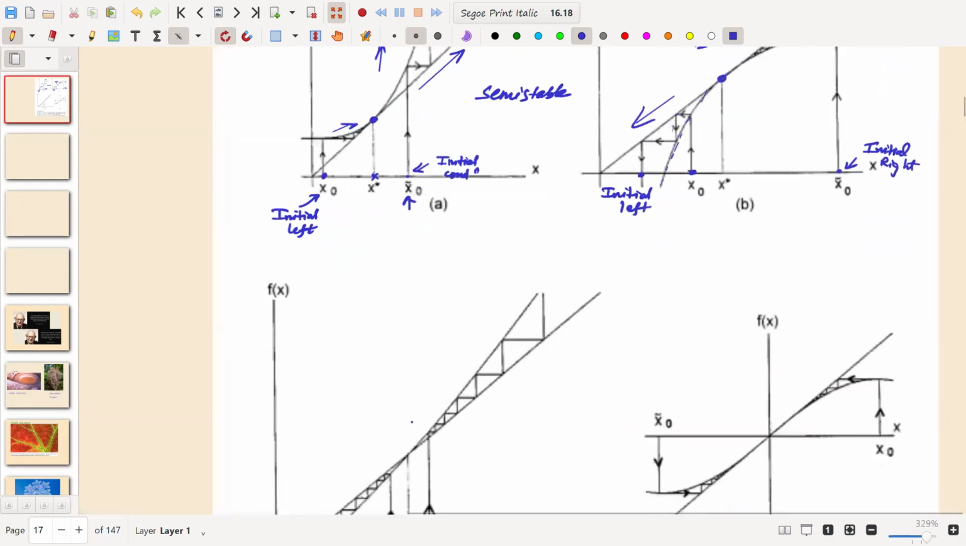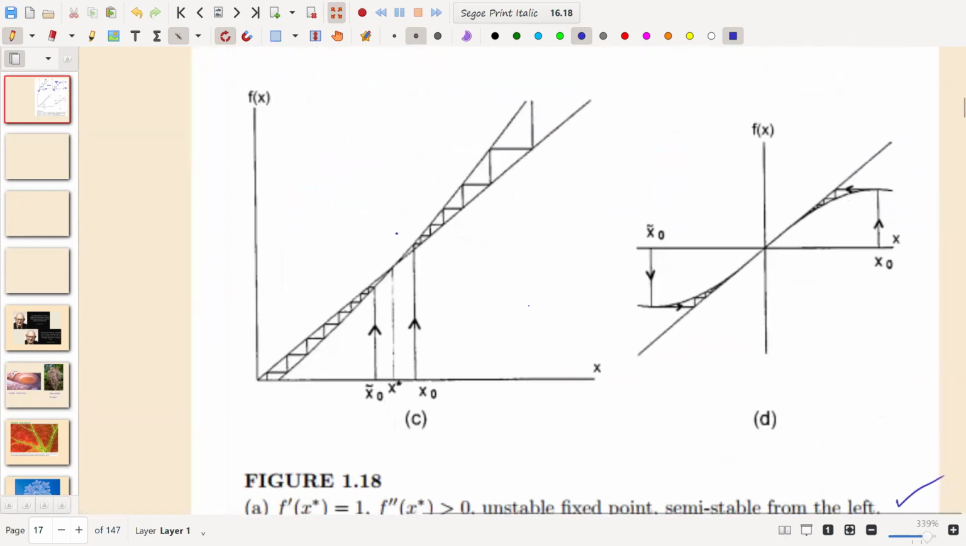Now let us take another case. See this function. Here is the fixed point. If you take an initial condition on the right hand side, then it is moving outside. And if you take an initial condition on this side, it is moving away. So this is totally unstable. On both sides, it is moving away from the fixed point.